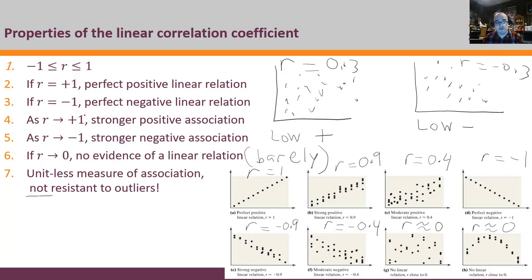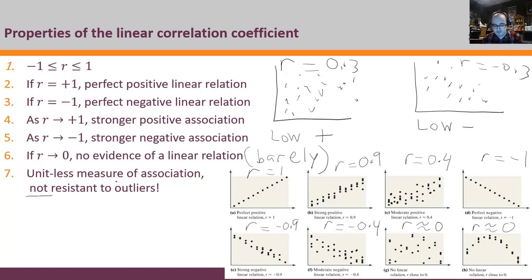The closer it gets to +1, the stronger the positive association. The closer it gets to -1, the stronger the negative association. And if it approaches 0, as in if it's very close to 0, then there is no evidence of a linear relationship. The correlation coefficient is unitless, a measurement of association.